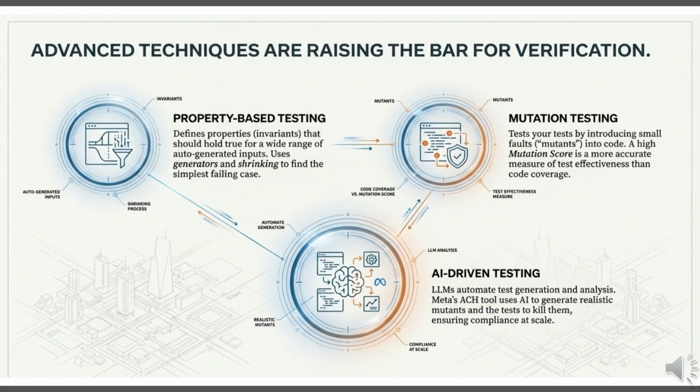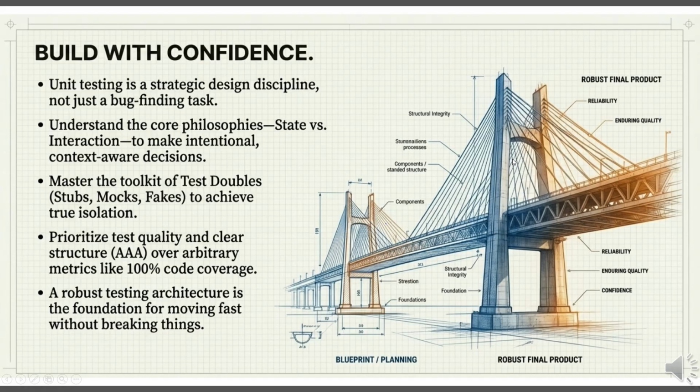And finally, AI-driven testing. Large language models now generate tests, analyze behavior, even create realistic mutants. Tools like Meta's Arc are scaling this across entire systems. These techniques aren't just smart, they're strategic. They help us test deeper and trust our software more. Testing isn't just about catching bugs. It's about building with confidence.